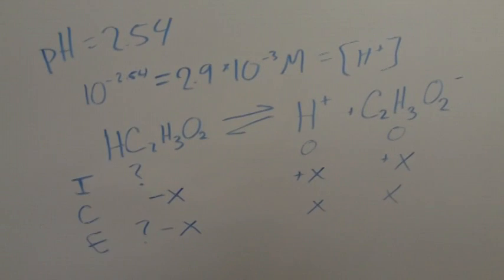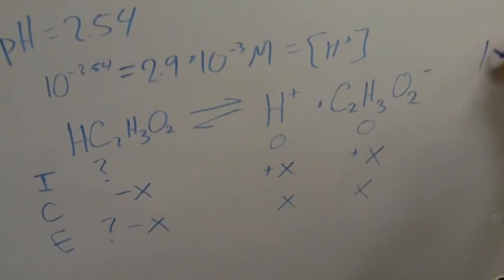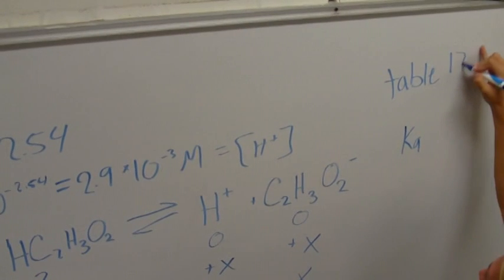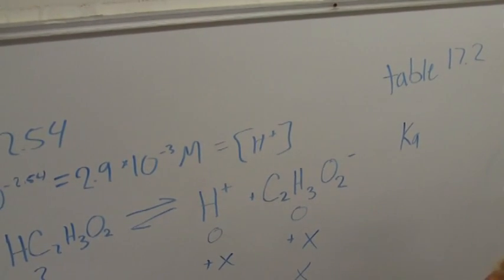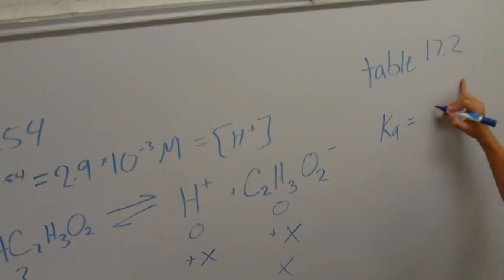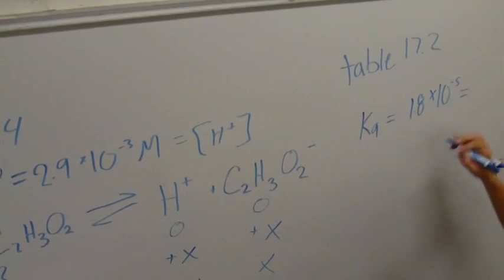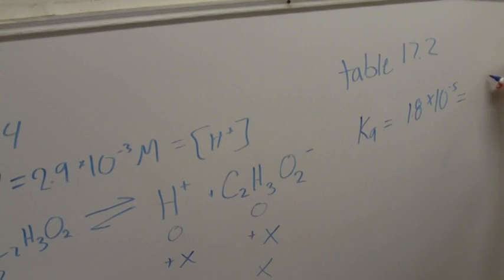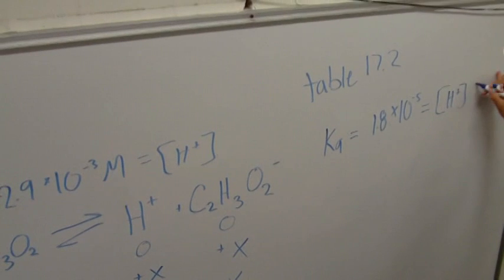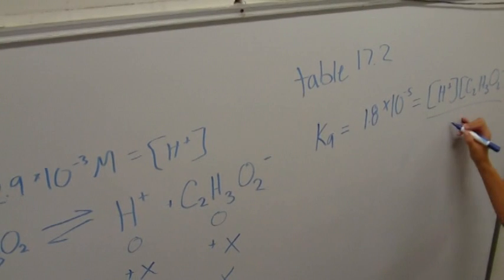What we can do is look up what the Ka is for acetic acid. It's in a table, I believe it's table 17.2 in the book. I can't think what page that's on right now, but the Ka is 1.8 times 10 to the negative 5. And then we're going to set up our equilibrium expression here, so products over reactants.